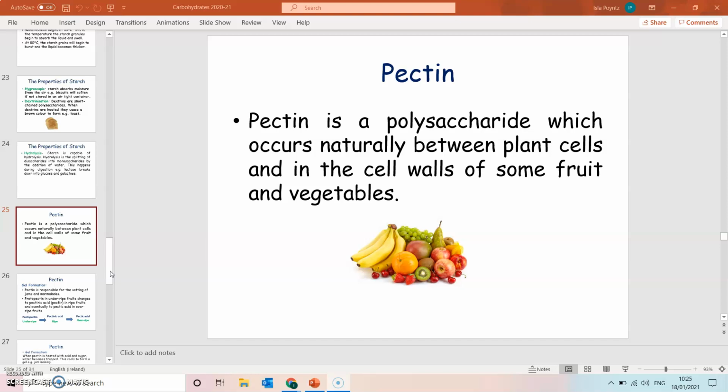So pectin is a polysaccharide which occurs naturally between plant cells and in the cell wall of fruit and veg. So pectin is what makes your jam set. So it has setting properties. So when you make jam with fruit, you are relying on the pectin in the skin of the fruit to set your jam. So obviously one of the properties of pectin is to be able to set or form a gel. So that's what we're going to look at now.